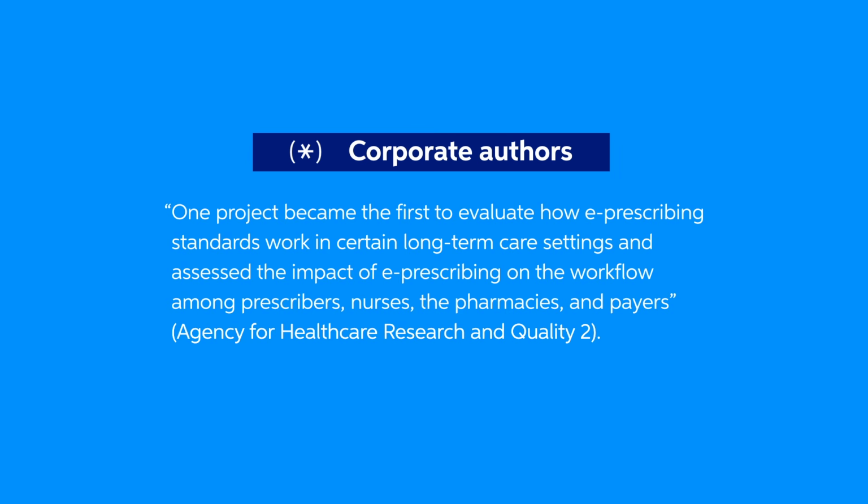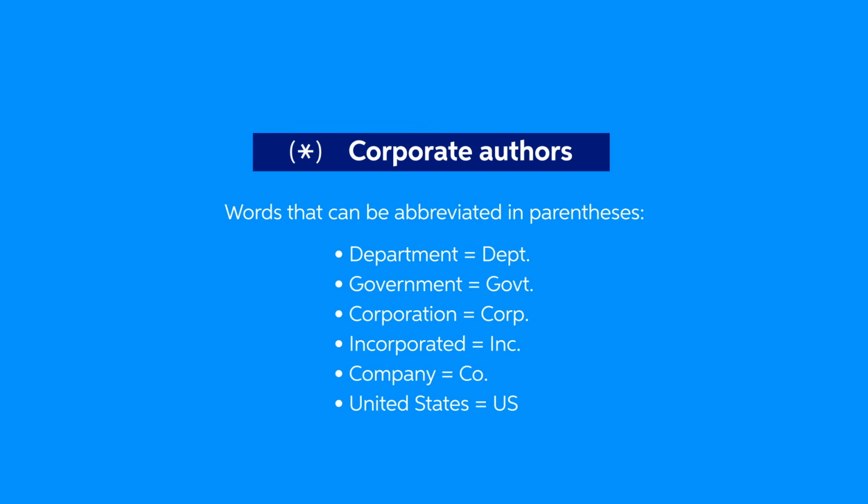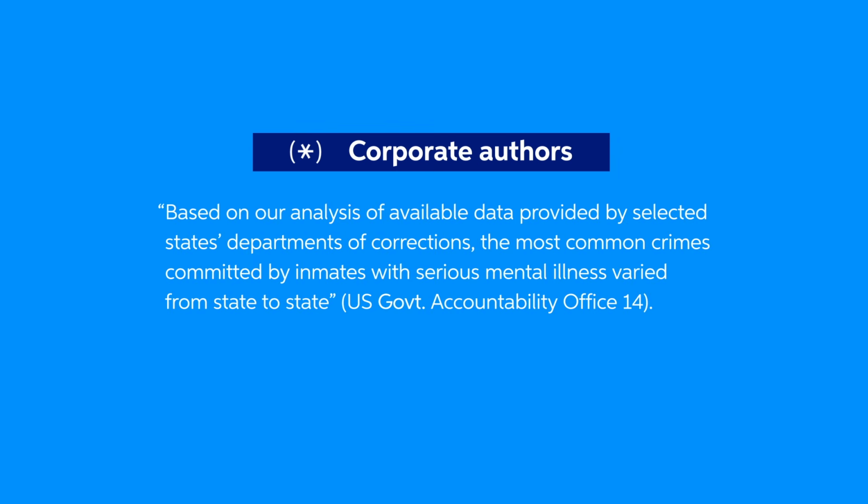Numerous government publications, research reports, and brochures state the name of the organization as the author responsible for publishing it. When the author is a corporate entity or organization, this information is included in the parenthetical citation. If the full name of the organization or governmental agency is lengthy, you can abbreviate some words, as long as they are considered common abbreviations. Here's a list of words that can be abbreviated in parentheses. Consider this example of a shortened corporate author name. Notice how government is abbreviated.